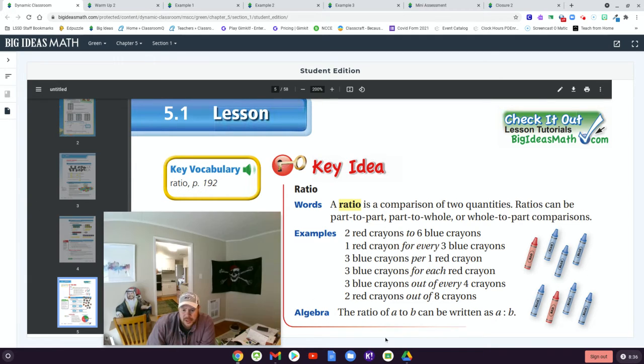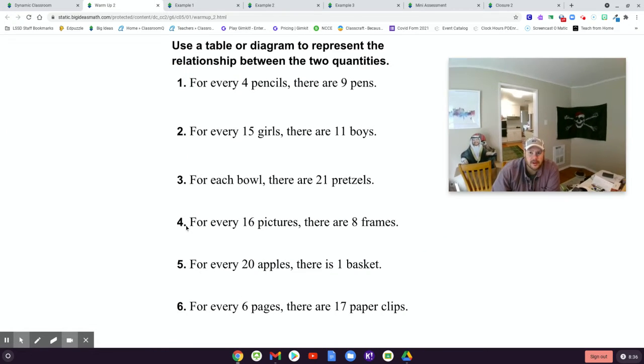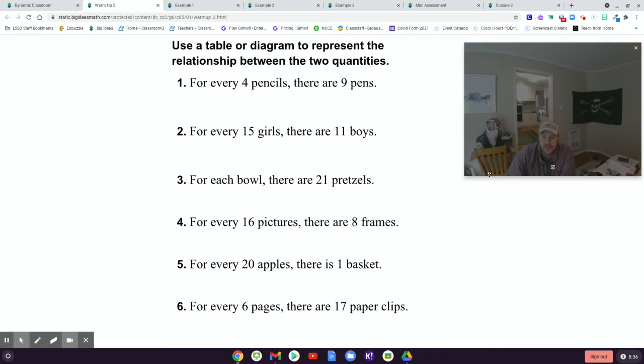So the ratio of A to B, algebraically, can be written as A colon B. So normally ratios are written as a number, then a colon, and then the other number, or sometimes as a fraction. All right, so let's jump into some examples.